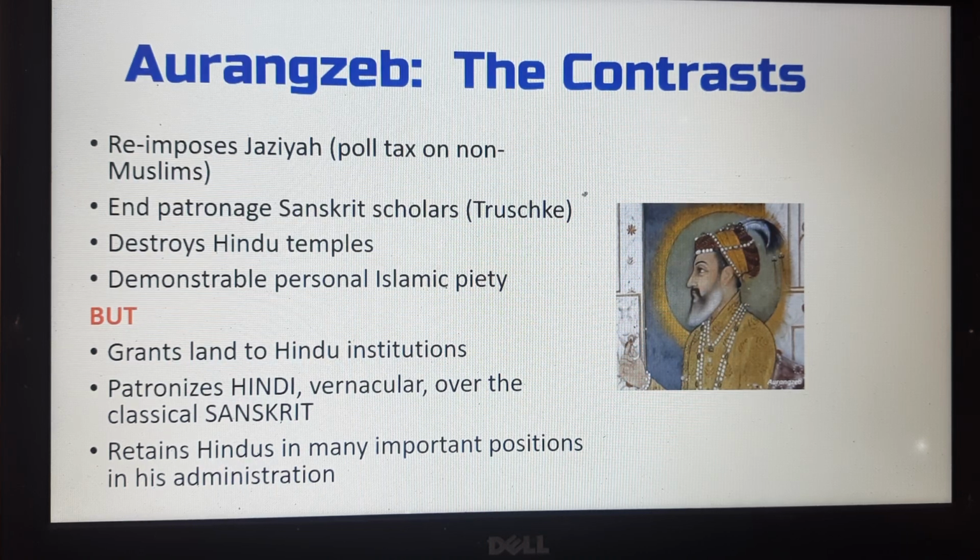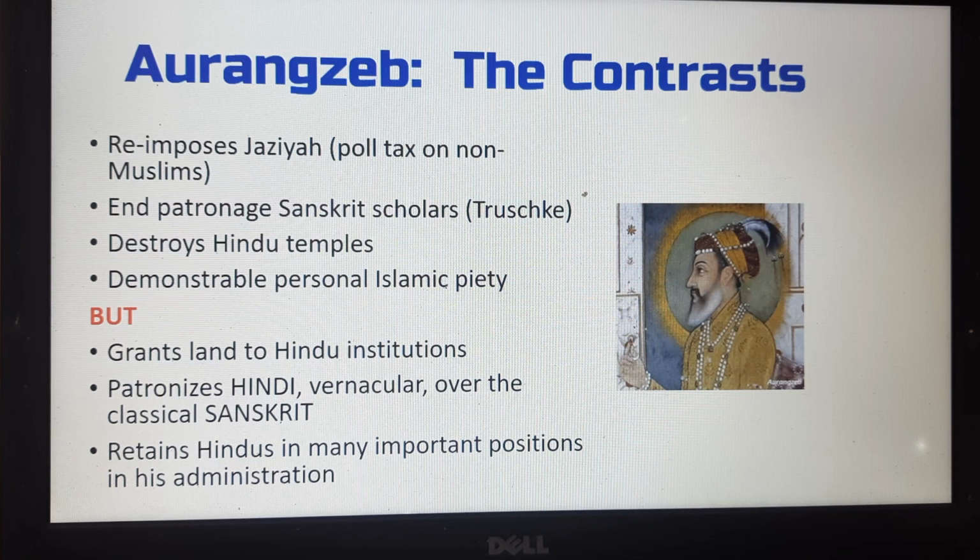So what was the rule of Aurangzeb and what happened? He reimposed jizya after the death of Akbar. When Aurangzeb came to rule, he imposed the jizya tax, a poll tax on non-Muslims. Those who were not Muslims, if they wanted to go to their pilgrim centers, had to pay jizya. And patronage of Sanskrit scholars: whatever they had been getting from the Mughal courts, they were no longer getting under Aurangzeb.